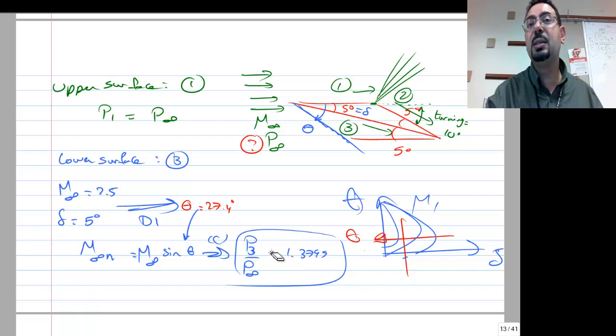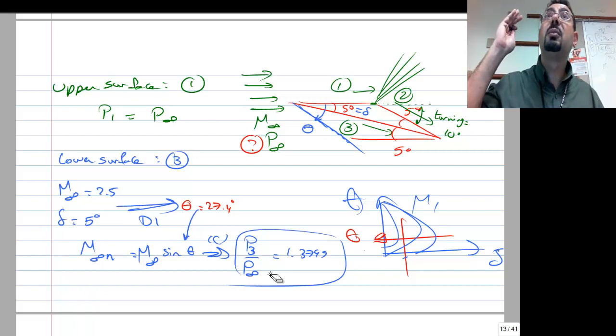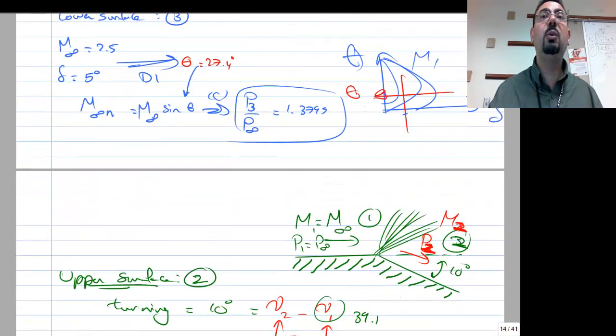And see now the pressure is 1.37 P infinity. But what is P infinity? We don't know. We don't care. Let's just keep it as 1.3 P infinity. Why we don't care? Because we are not calculating the lift, we're calculating the lift coefficient. So P infinity will cancel.